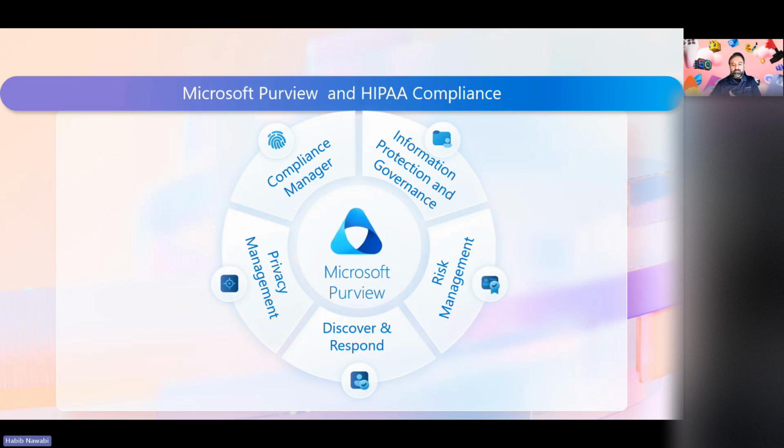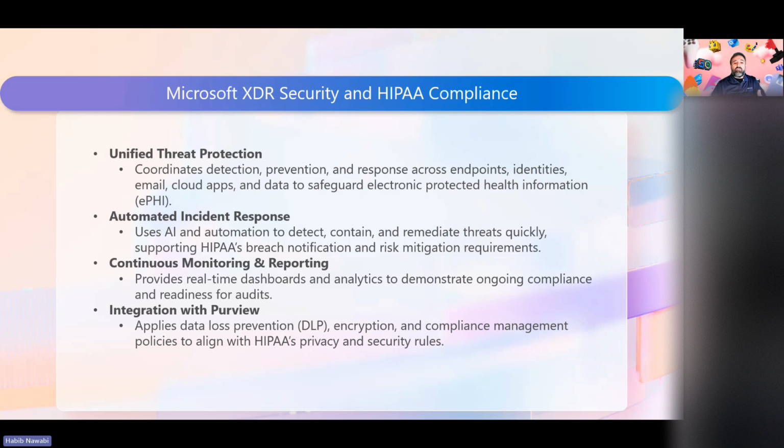As we go further down our security stack, our Microsoft XDR security platform, right? It's a unified threat protection that helps coordinate and prevent, and also from your endpoints to your identities, email, cloud data coming together, especially around ePHI. It's automated incident response to help you detect and contain, remediate threats quickly, especially with the breach notification risk mitigation requirements. And also the continuous monitoring and reporting that gives you the real-time dashboards and analytics to demonstrate the ongoing compliance and readiness for your audits. So you always want to be ready.